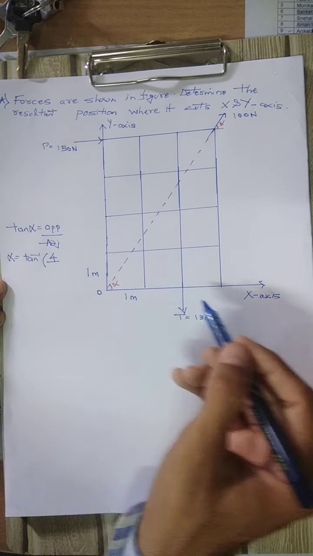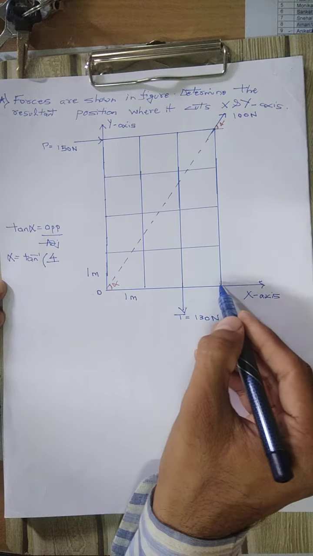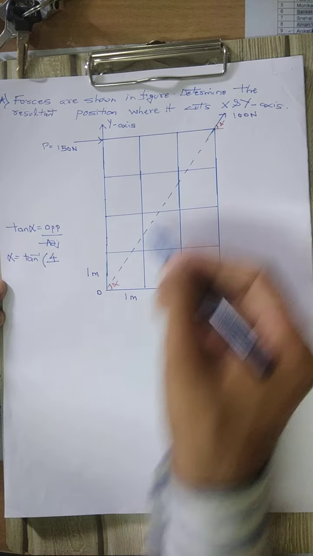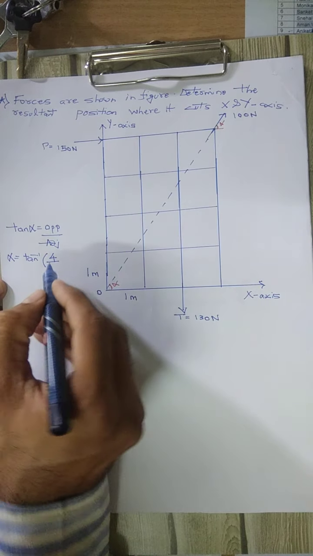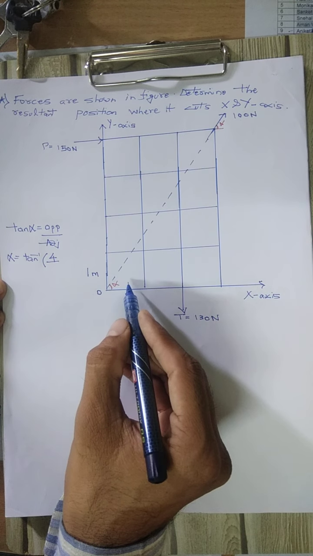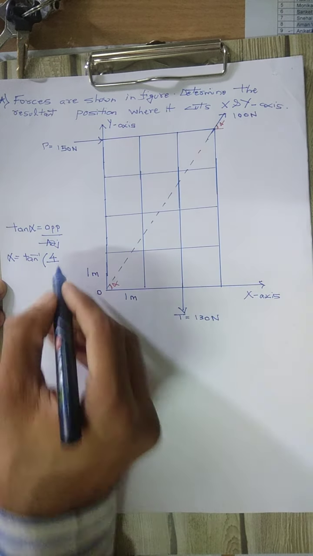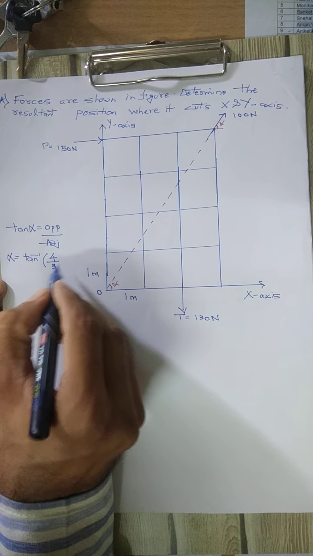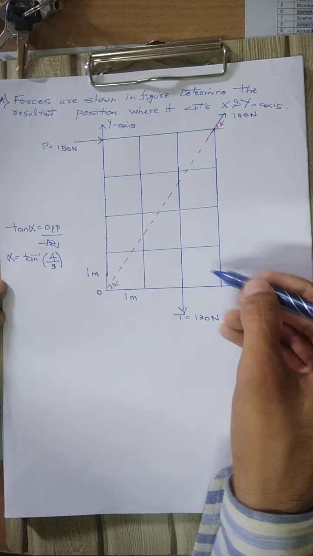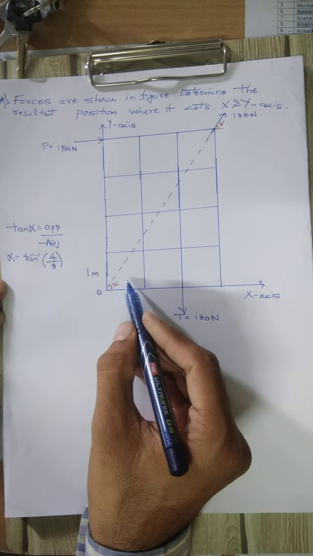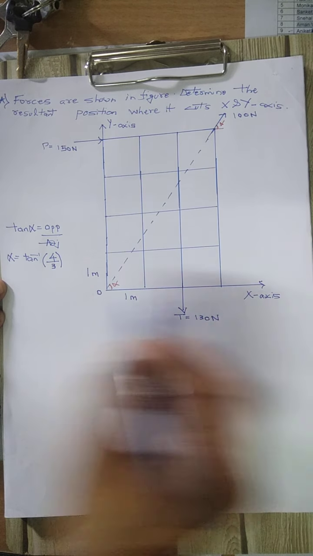What about the adjacent side? It is making 90 degrees here, so this dotted line indicates the hypotenuse, and the x-axis indicates the adjacent side. On the x-axis, how many square blocks are there? 1, 2, 3. That means along the vertical direction there are 4 blocks, 1, 2, 3, 4, and along the x direction there are 3 blocks, 1, 2, 3.